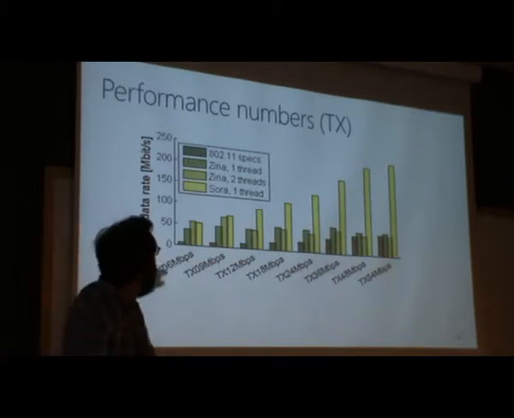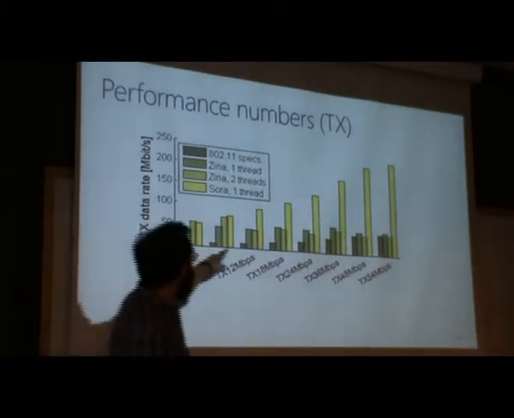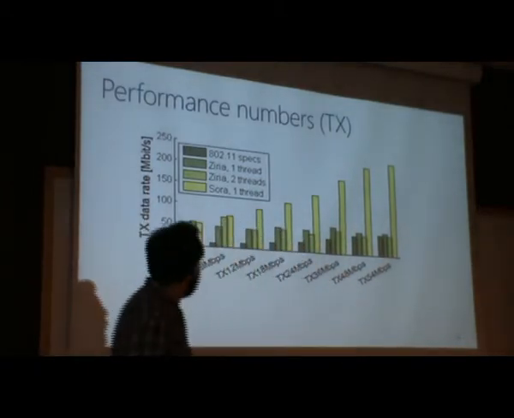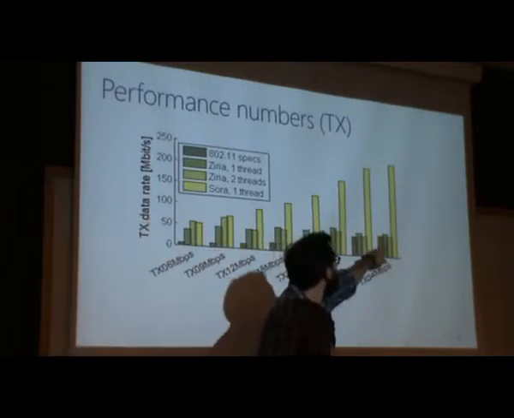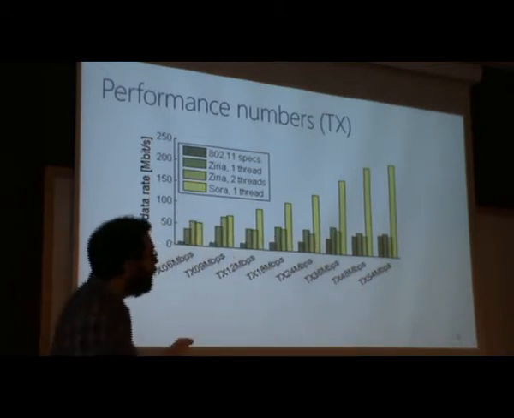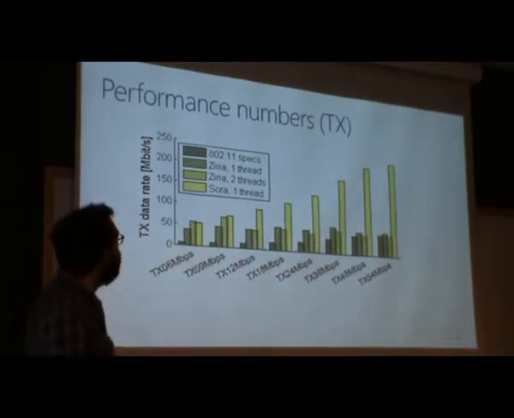So the protocol rates are here. The dark thing, there's the requirements. Our code is here, the second guy, in one thread. We see that in all rates, except maybe the final ones, we achieve the protocol requirements. So we're very close to protocol requirements.